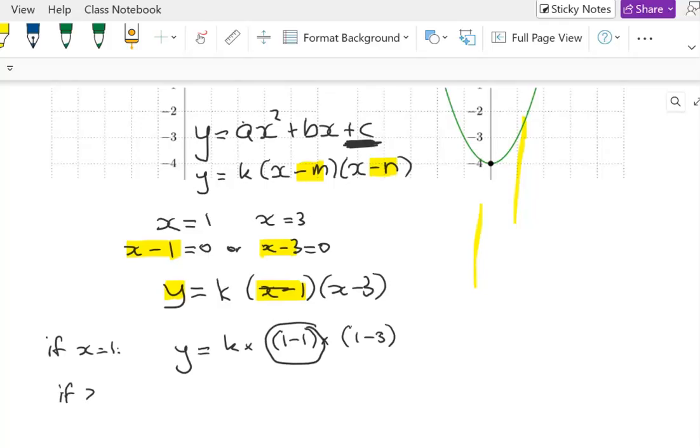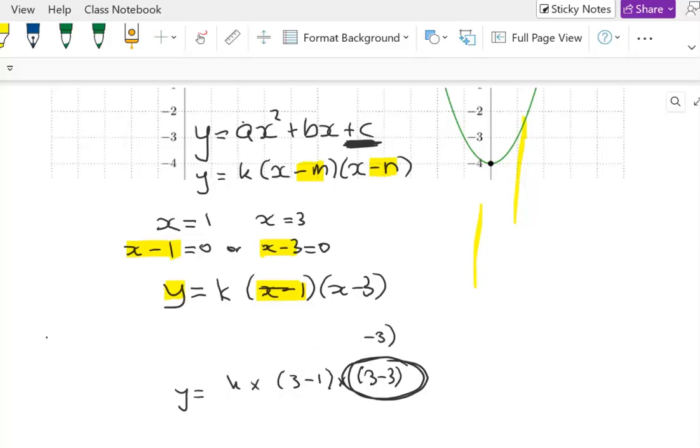And if x equals 3, then this equation will give me the y value being k times 3 minus 1 times 3 minus 3, right? And this will give me 0. So that's how it works, and that's after we've built up our understanding from doing lots of work with tables of values.